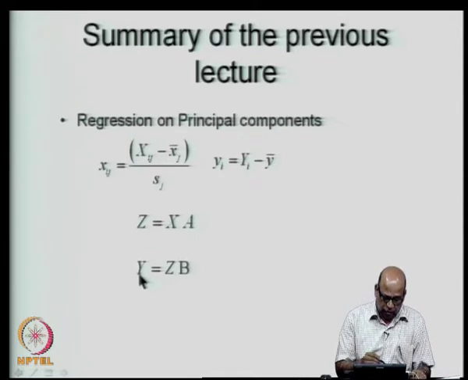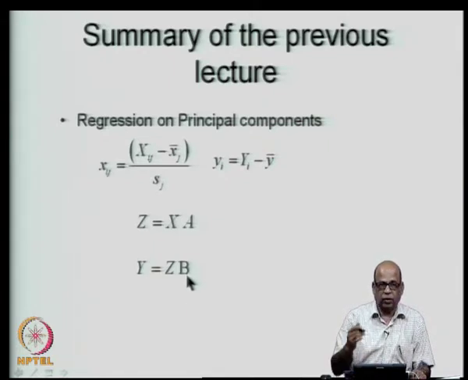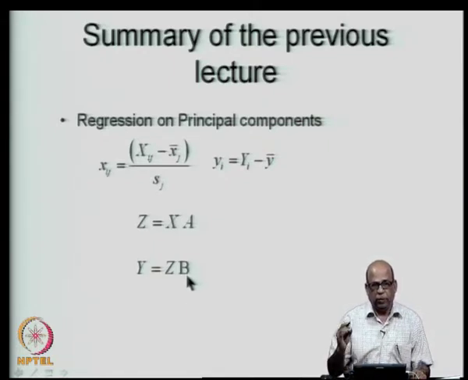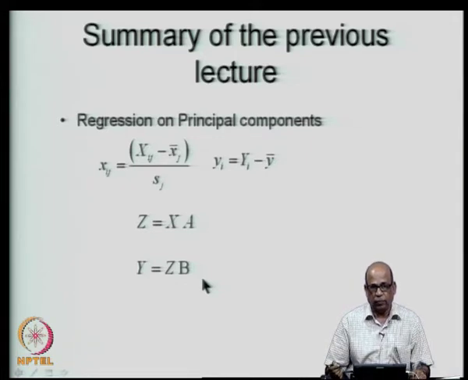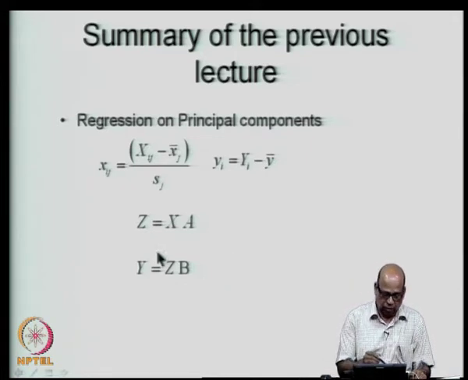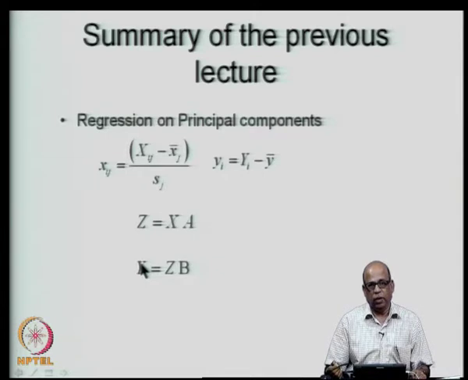Y is the dependent variable. So, this is a single variable, it has n observations, and therefore, it is a vector n by 1. And z is n by p and this is p by 1. You have B as a vector of parameters beta 1, beta 2, etcetera, beta p. There are p terms. So, this is n by p, this is p by 1, and that is how you get y as n by 1.